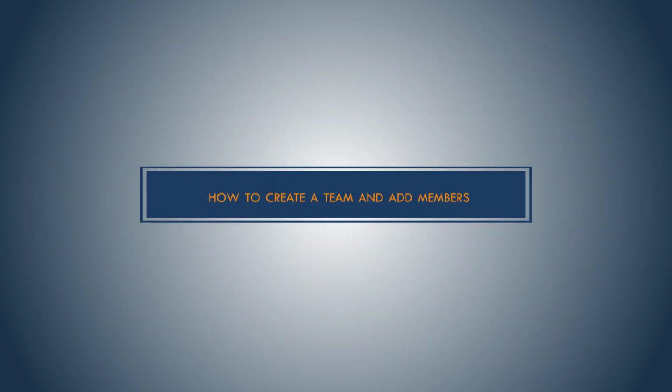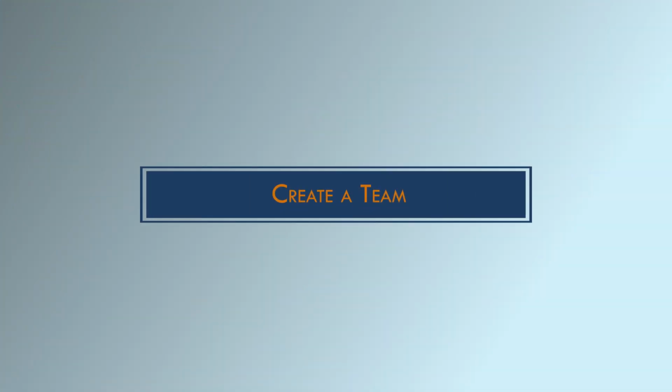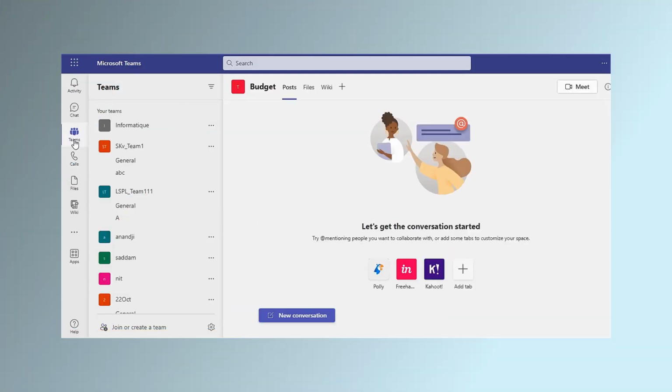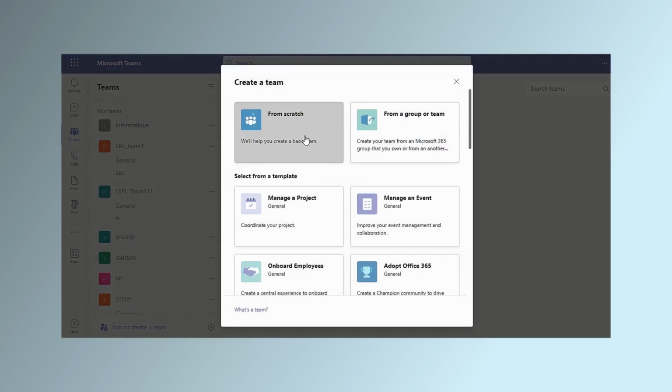Today's video will inform you how to create a team and add members. Create a team. Select teams and then select join or create a team. Now you have a choice to create a team or join the existing one. Select create a team. Choose from scratch.